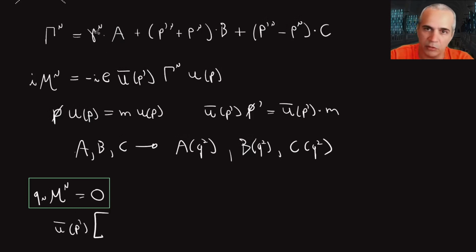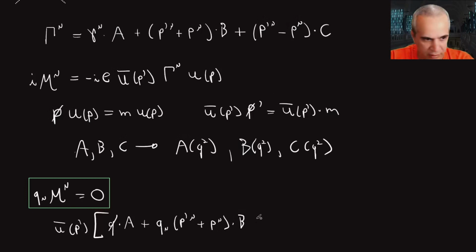So q mu contracting with gamma mu here is just q slash times A of q square. Remember, A, B, and C are just functions of q square. Q mu contracted with these guys, I'll just write explicitly p prime mu plus p mu times B. And then the same in there, right? But remember, this is q mu, so this is just q square, contracting this guy with that guy times C. And this needs to be zero.